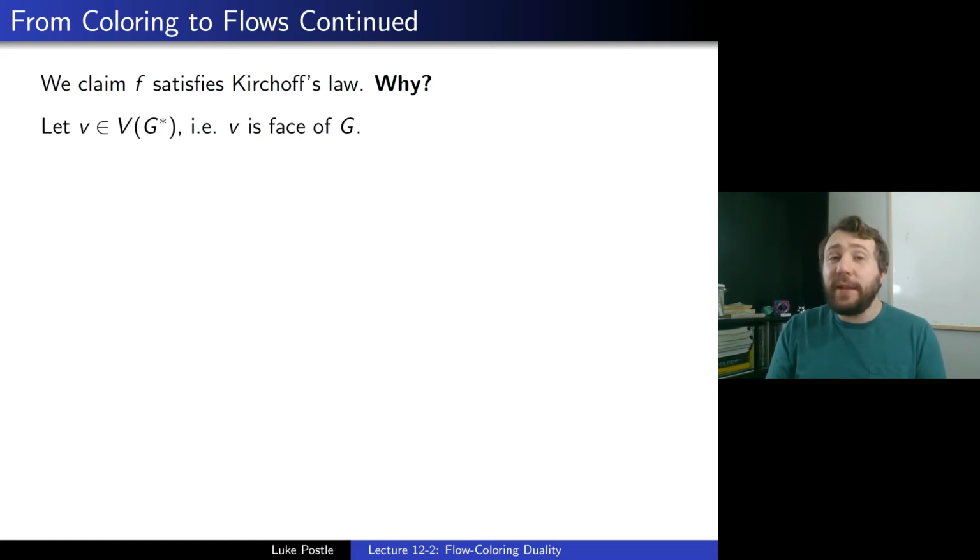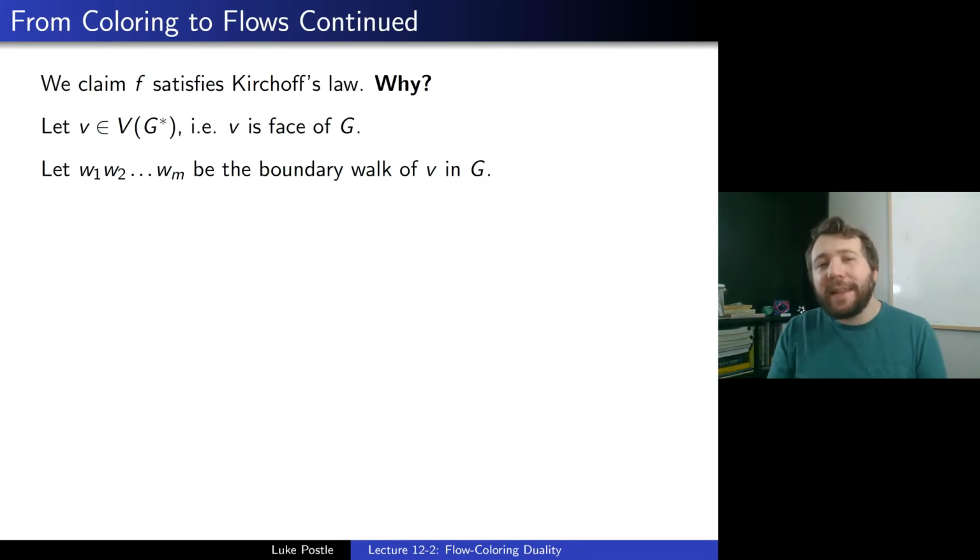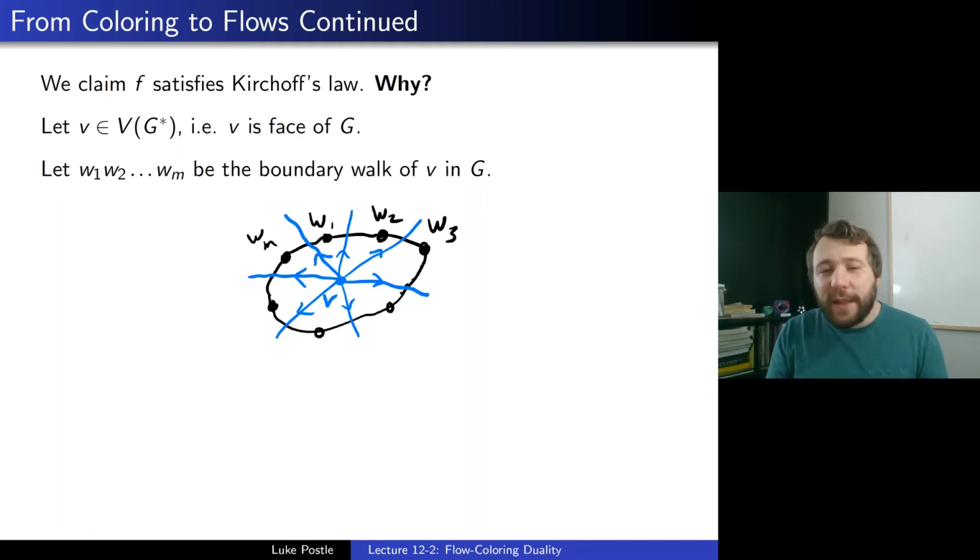Well, let v be in V of G star. This is where we have to show Kirchhoff's law works. Therefore v is a face of G. It's a vertex in the dual, so it's a face of G. And then what you do is consider the boundary walk. Let's label it W1, W2, up to Wm of v in G. Of course, there could be vertices that you're seeing multiple times, but let's just ignore that again because we're not thinking about bridges. And then what we get is this picture.